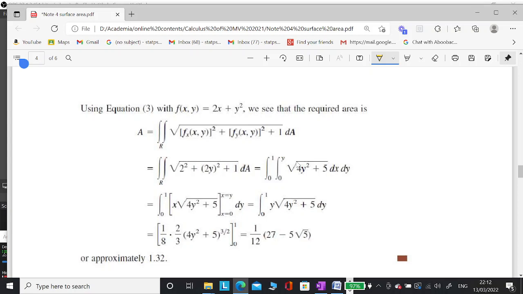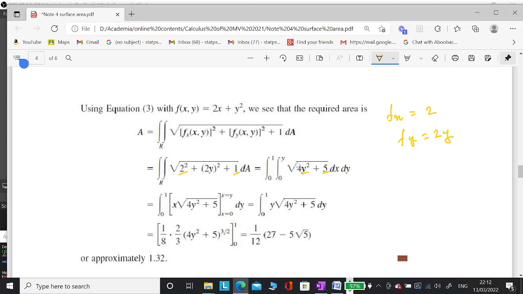You can easily find fx. Fx is equal to 2 and fy is equal to 2y. So 2 square plus (2y) square plus 1 will come. So you have 2 square plus 1, that is 5, plus 4y square. So we want to integrate this.